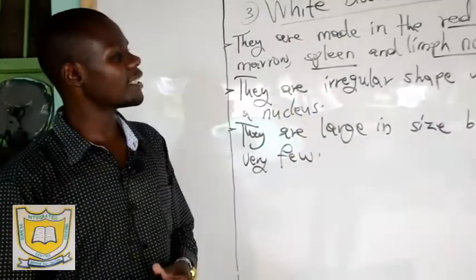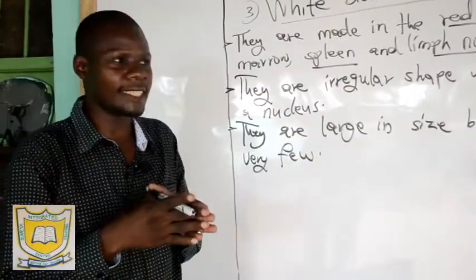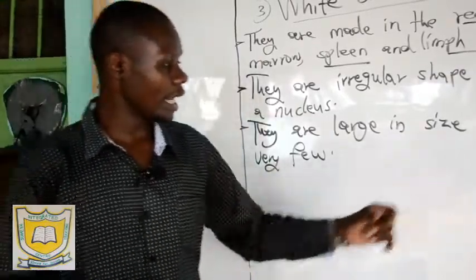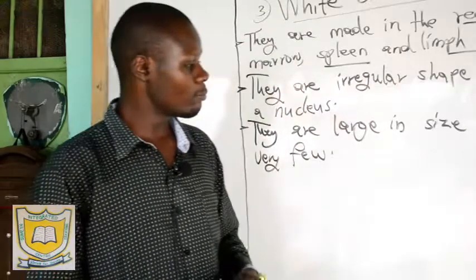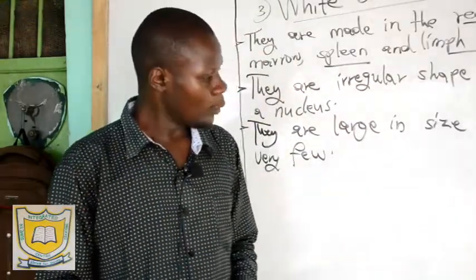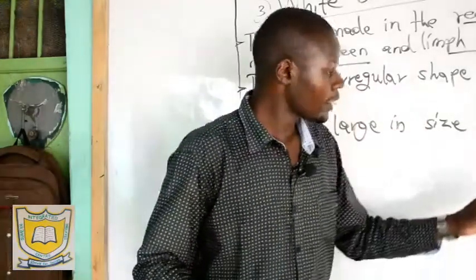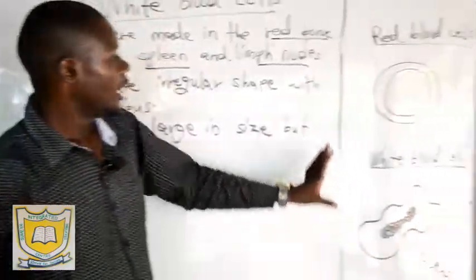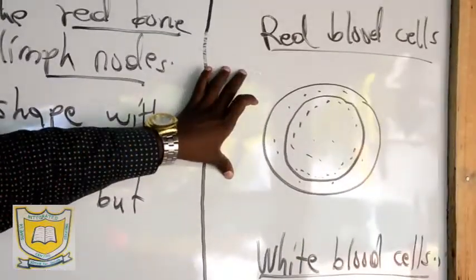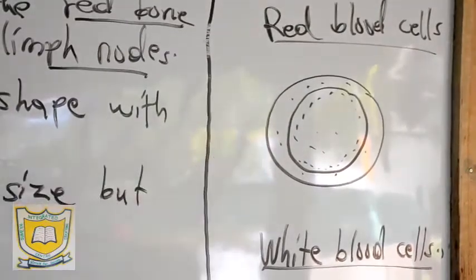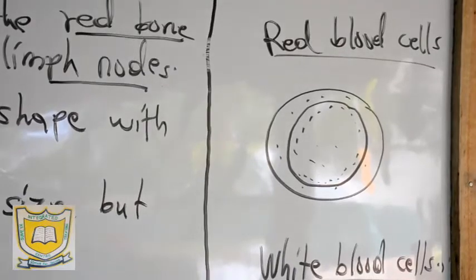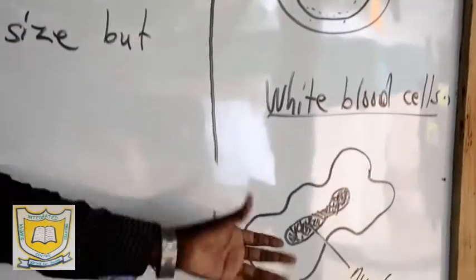The red blood cells are very small in size. They are minute. But white blood cells are large in size, and they are irregular in shape, but they have a nucleus. Now you can compare their shape here. It is drawn. This is the red blood cell, which is very small in size. They are biconcave, or we can say they are circular discs, but they don't have a nucleus. But the white blood cell does not have a definite shape.